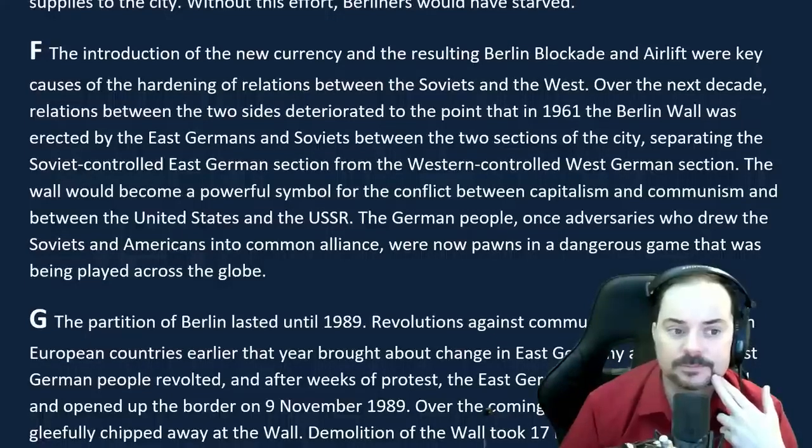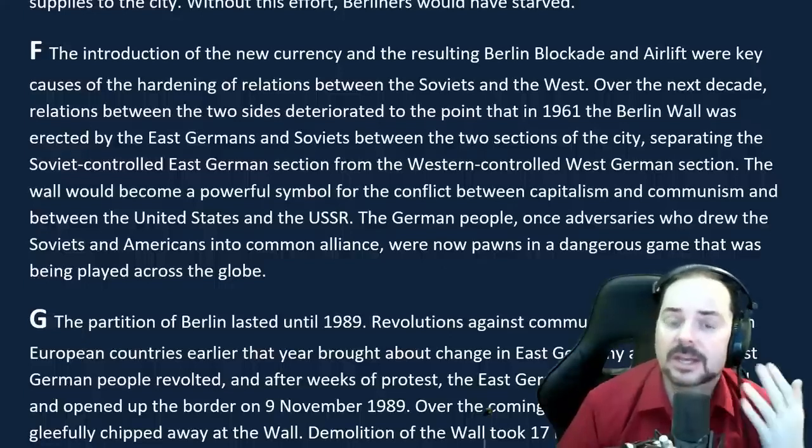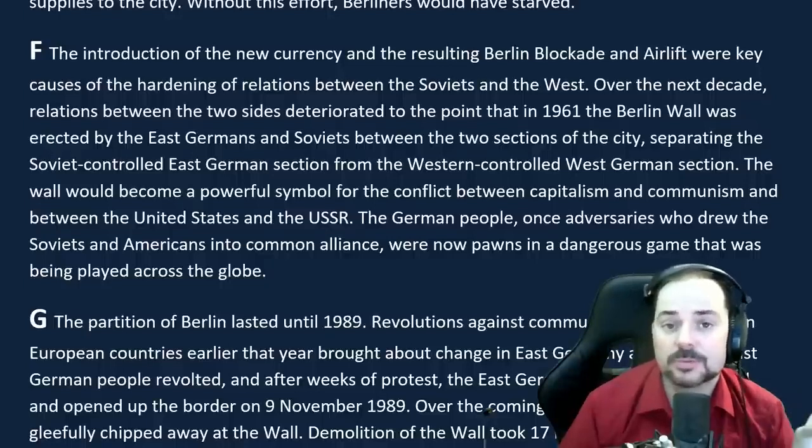In 1961, the Berlin Wall was erected by the East Germans and Soviets between the two sections of the city. Very nice, okay? Exactly. Now, here's a tip, Phuong. You should always read the full sentence.